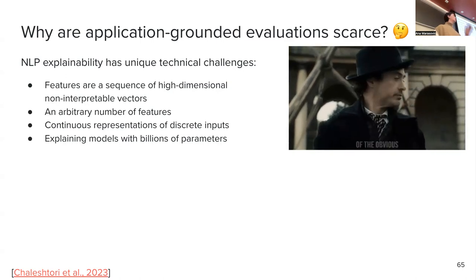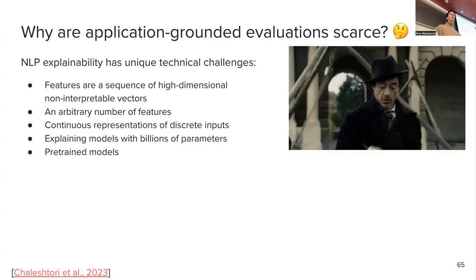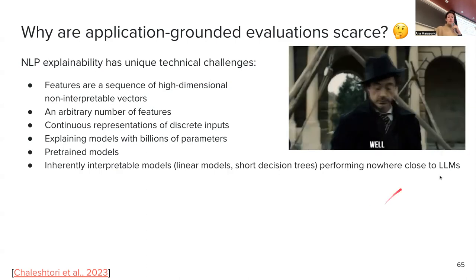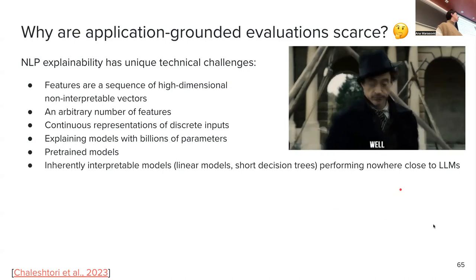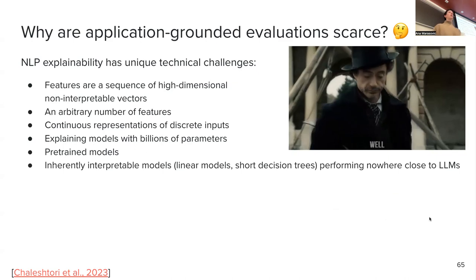We now have models that have billions of parameters. We have seen with the paper on data influence how using these huge models can be problematic. We have pre-trained models, so it's not like we trained from scratch and now we have our training data. We don't even have a source of our full data, and that presents many challenges with respect to giving the full causal chain of where the model is making its predictions from. And then we have inherently interpretable models being nowhere close to our LLMs, so you can't really use those and get the same performance. Although there are some distillation methods between LLMs and inherently interpretable models, which I think is a good avenue to look into.